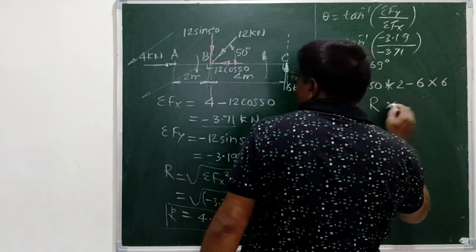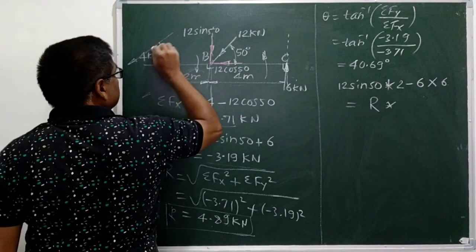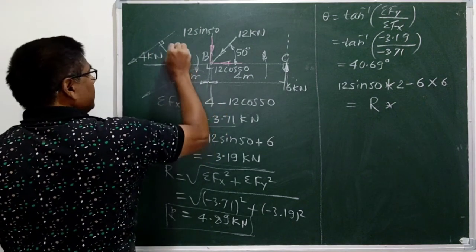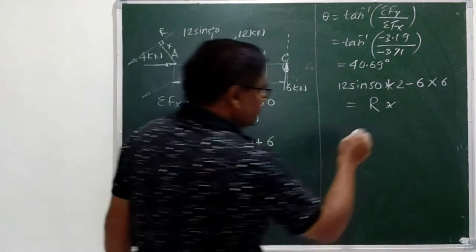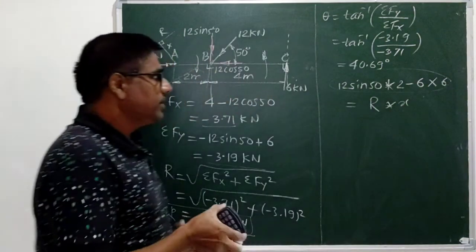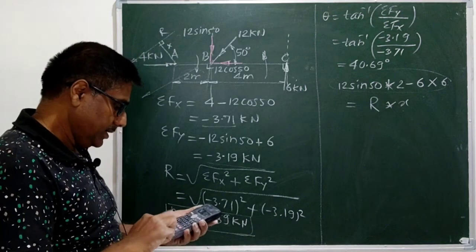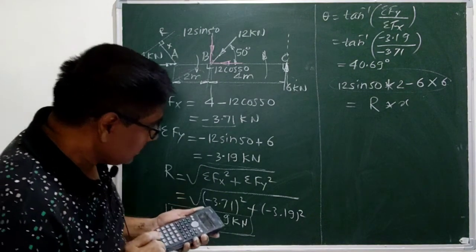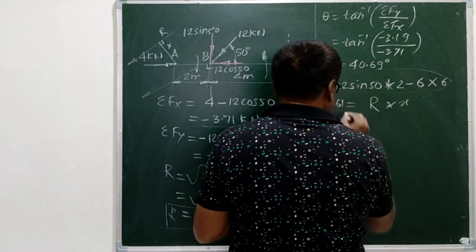Resultant is r, and let us assume the perpendicular distance between line of action of force and the point is x, so the moment of resultant is r into x. Now let us find this value. 12 into sin 50 into 2 minus 6 into 6, 36. It is giving minus 17.61.